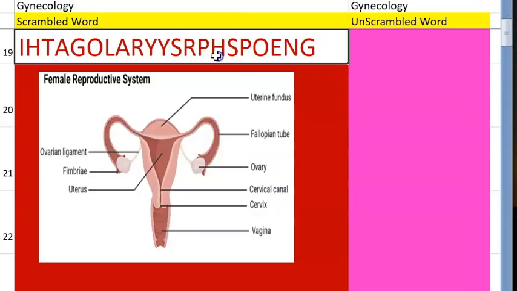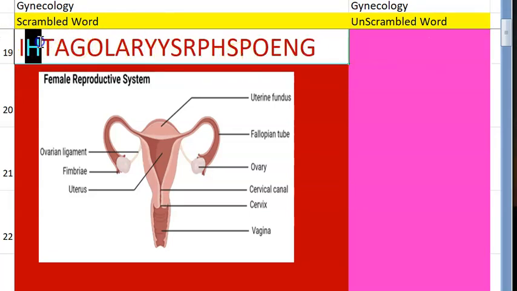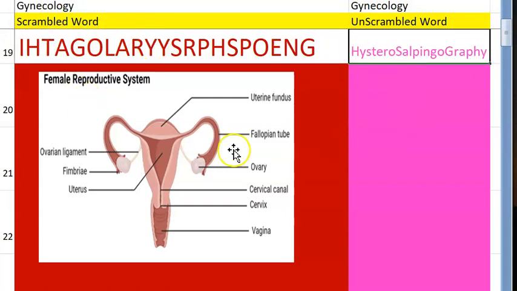You can see the answer a little, is it? So basically it's a combination of 3 words, right? The uterus, the fallopian tube, you're trying to do an X-ray, starts with an H. So the answer is hysterosalpingography. Very good.